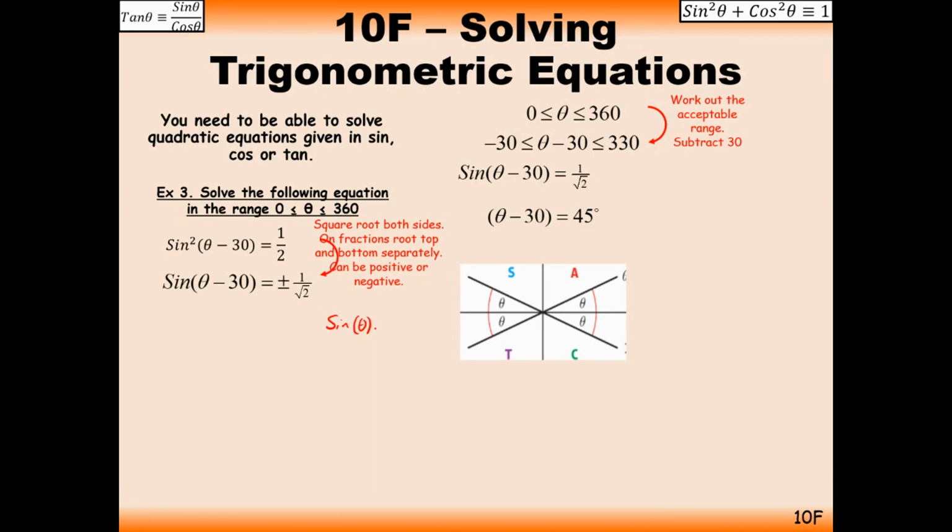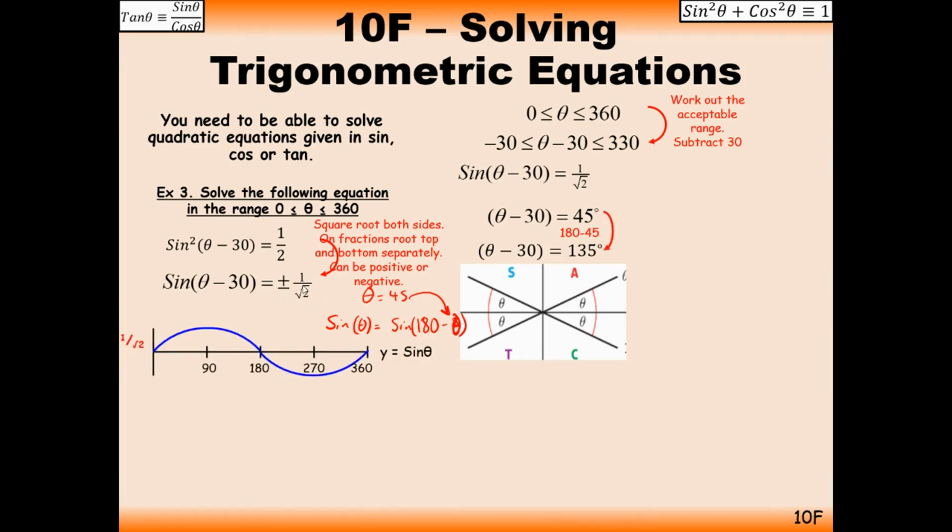Sine of theta is the same as sine of 180 minus theta. So we're going to take that, say our theta is 45. Now put that 45 here, and 180 minus 45 is 135. Okay, now we're going to look at the negative square root, and make sure you understand. Alright, so there you go. There are two answers, 45 and 135, there on the graph for you.